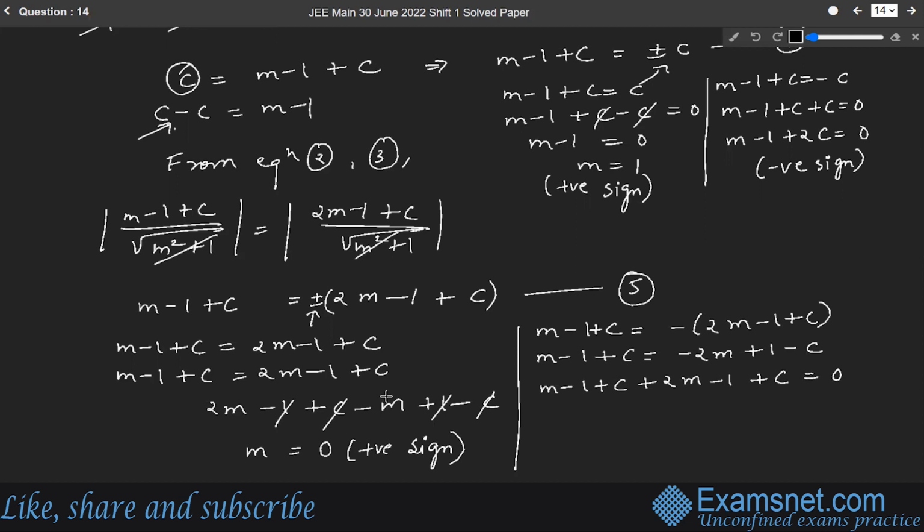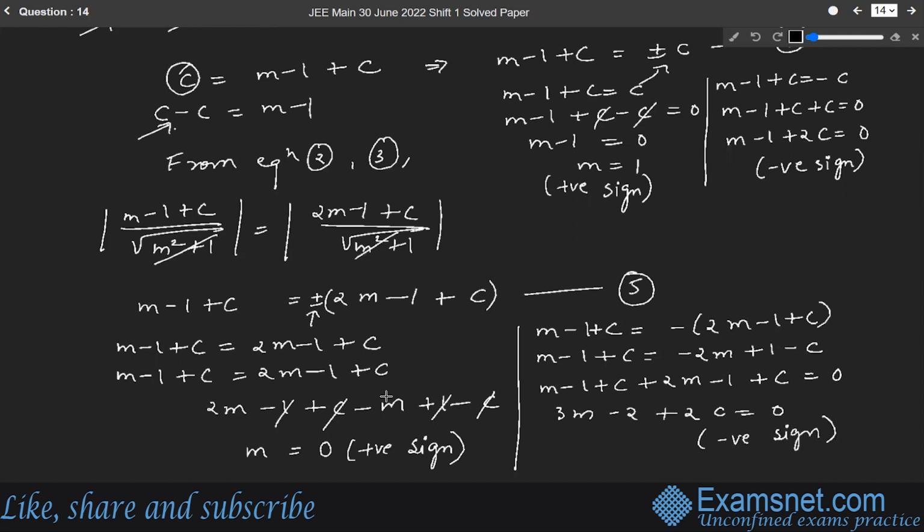Whenever we take any term from left hand side to right hand side or right hand side to left hand side, then its sign is changed. All right. That is why here there is plus 2m minus 1 and plus c. So m plus 2m is 3m. Minus 1 minus 1 is minus 2 and c plus c is 2c, right? So this is equal to 0. So this is the condition when we have taken the negative sign.